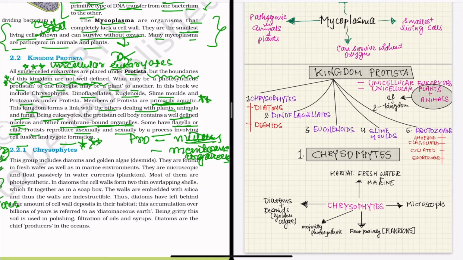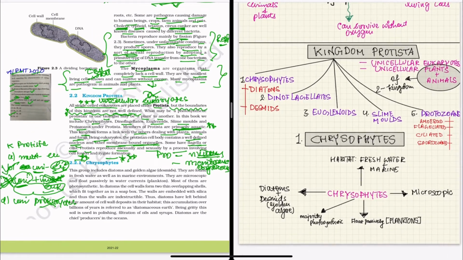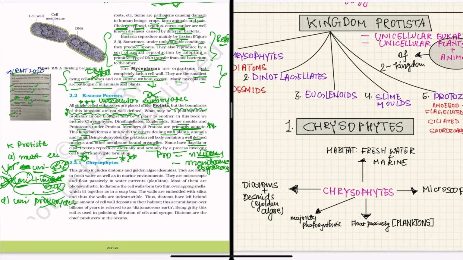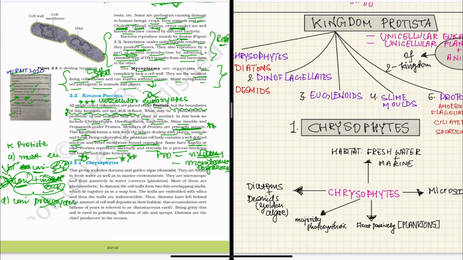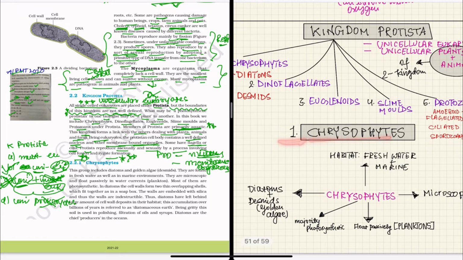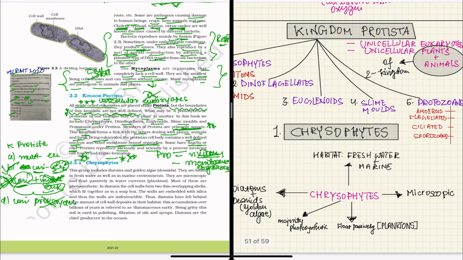Now, kingdom Protista includes Chrysophytes, Dinoflagellates, Euglenoids, slime molds, and protozoans. We will discuss each of these one by one. Chrysophytes are divided into diatoms and desmids. Dinoflagellates are not divided in NCERT. Euglenoids and slime molds are not divided. Protozoans are divided into amoeboid, flagellated, ciliated, and sporozoans.